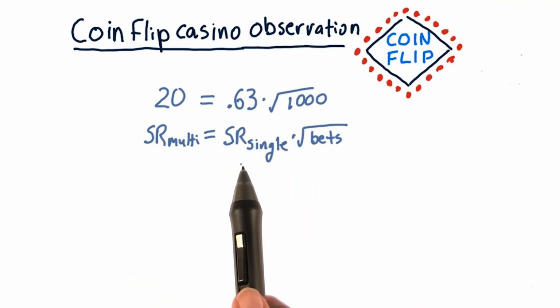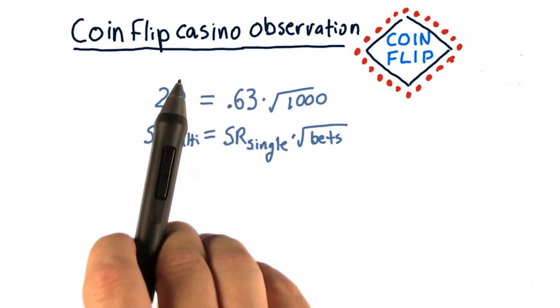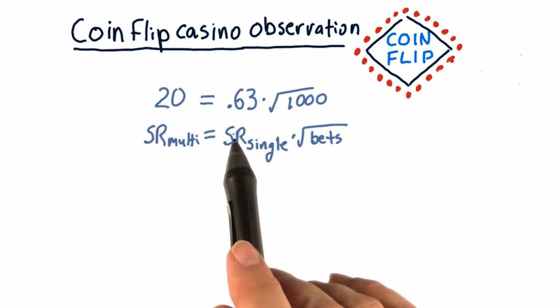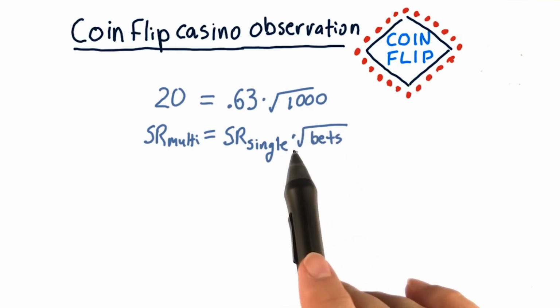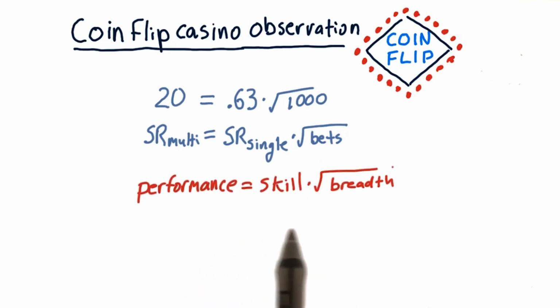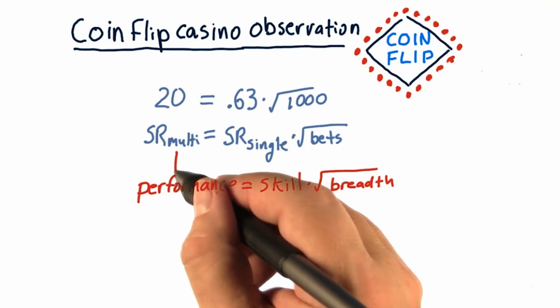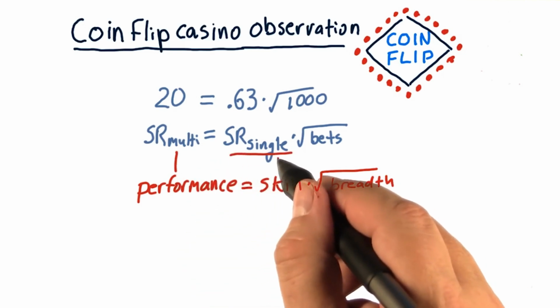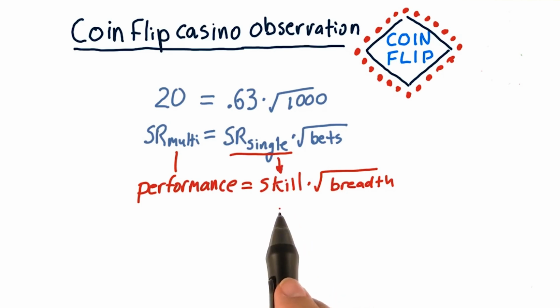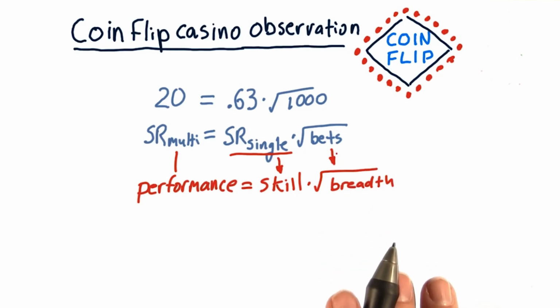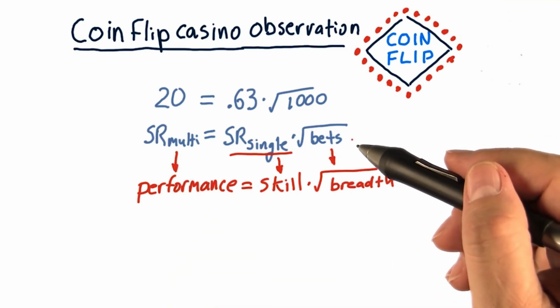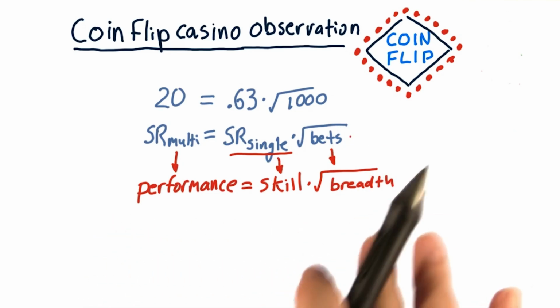In other words, the Sharpe ratio for the single bet, 1,000 chips on one table, is sort of our base case, and as we spread it out over more and more tables, the Sharpe ratio improves by the square root of that number of bets. And this relation is exactly like the fundamental law of active portfolio management, namely our overall performance is related to the skill in the case of making a single pick times the square root of the number of picks that we're able to make.